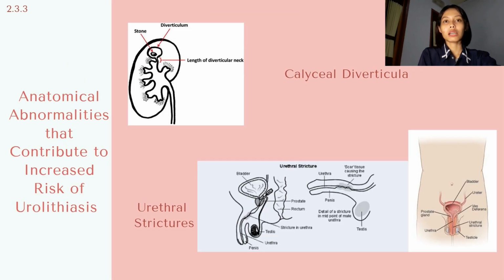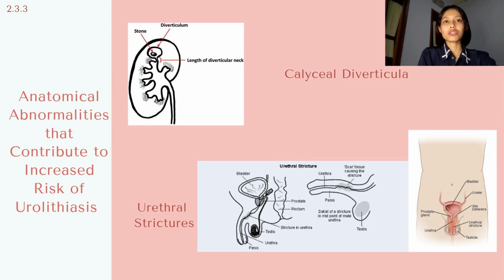Number 3, calyceal diverticula. Calyceal diverticula are sacs that emerge from the calyx or pelvis with an epithelial lining and a muscular layer. The diverticulum cavity is connected to the central collecting system by a narrow channel. Kidney stones are found in 50% of calyceal diverticula cases.